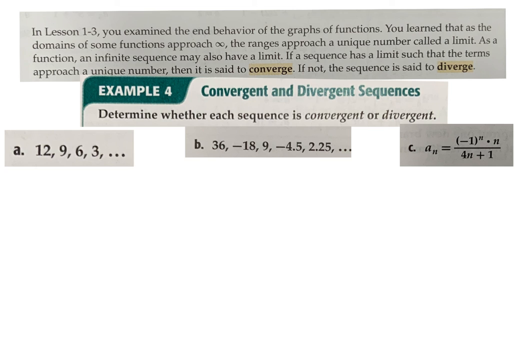And so let's look at these 3 that they have given us. The first one, 12, 9, 6, 3. What is happening with this particular pattern here? How are we getting from one to the next? We are doing what? Yeah, we're subtracting 3. So if I subtract 3, you can do that indefinitely, right?